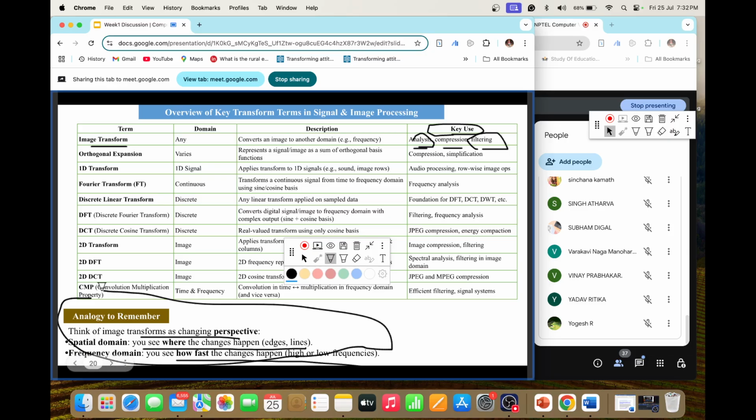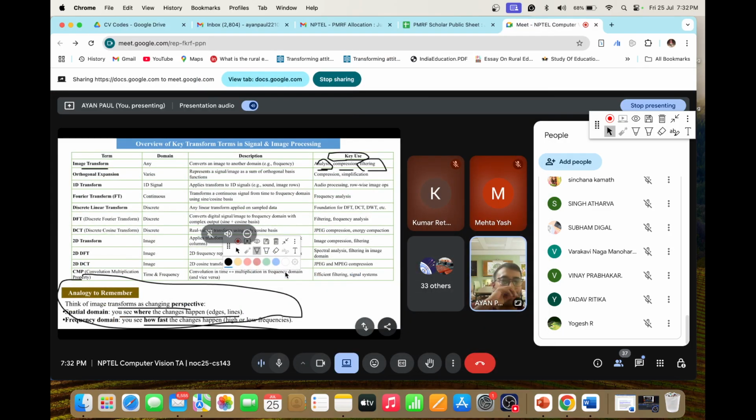Okay, so I know these things may be a little bit confusing to you, because there are so many formulas, etc. But I have given all the definitions, as well as all this chart, and this analogy you have to remember. Spatial domain means you see where the change happens, but in the frequency domain, you see how fast the changes happen. Okay, so this is the theory portion. So no need to worry much.